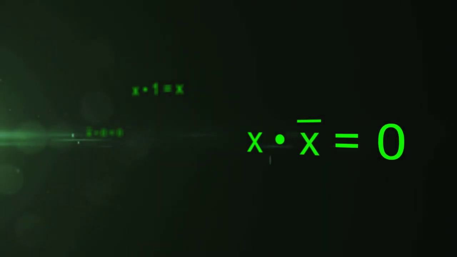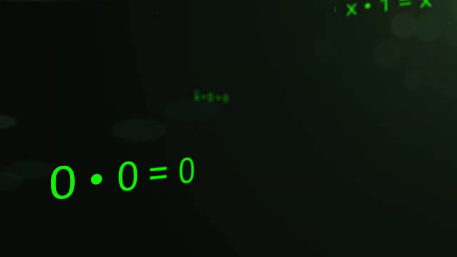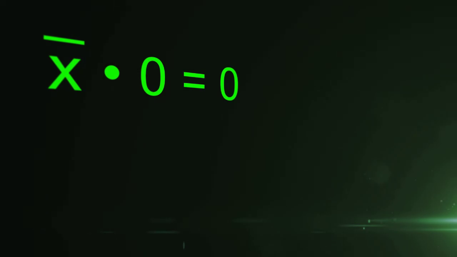When x and complement x, result will be 0. And next, when x and x, result will be x. Next, when x and 1, the result will always be x. When x and 0, then result will always be 0.